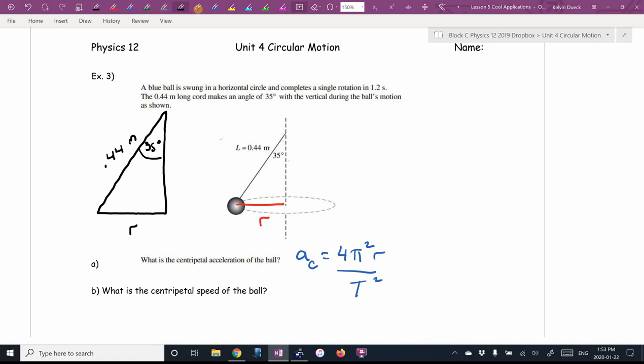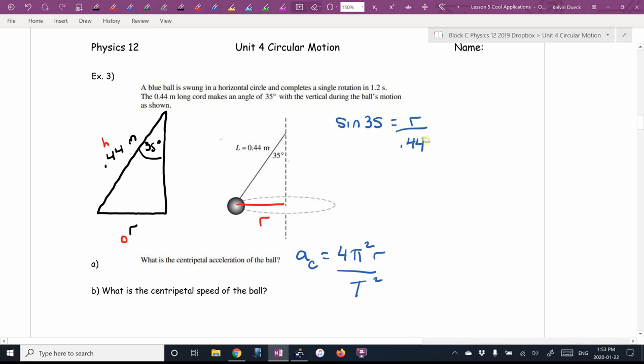That R, is it opposite, adjacent, or hypotenuse? Opposite, that 0.44. Which trig function? Don't sin when you get this. Dustin? It's funny, all my other physics 12 classes got this one wrong, so thank you for confirming that you can handle this. Sine of 35 equals opposite over 0.44.